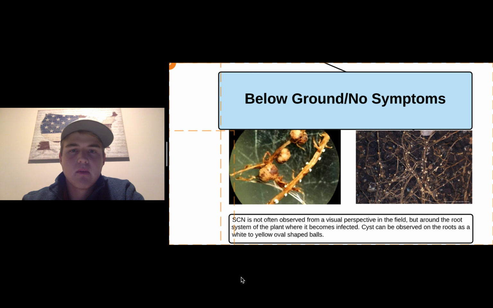Again, the below ground symptoms are not generally observed. The only way you're actually going to be able to observe it is by pulling up the root itself. From there, you'll be able to see the female adult, which is the cyst, on the root. In general, they are white to yellow, formed in an oval shape, and when they're dead, they're brown.